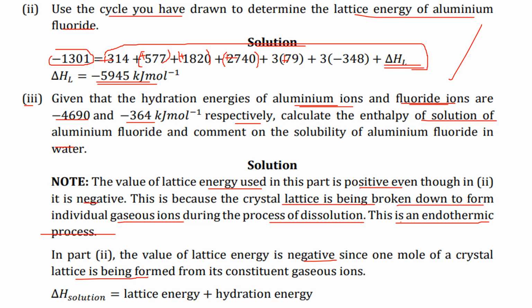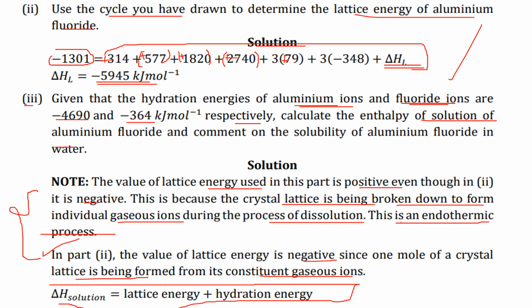But when you're dealing with enthalpies of solution, we are dealing with bond breaking, dissolving the salt to give us the constituent gaseous ions. So lattice energy is going to turn to a positive. This is very important because this is the mistake the majority of students make in these calculations. So we write the formula for finding enthalpy of solution: delta H of solution is equal to the summation of lattice energy and hydration energy.